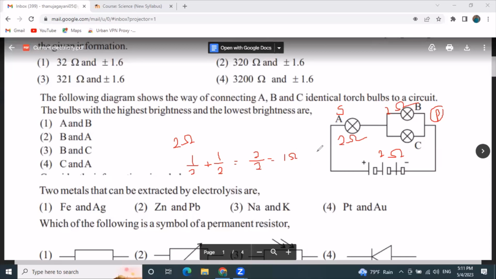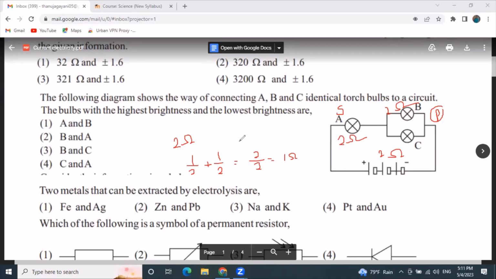Accordingly, we can conclude that in the series method the resistance is high. In the parallel method resistance is low. You have to remember it. Okay, the next clue point.